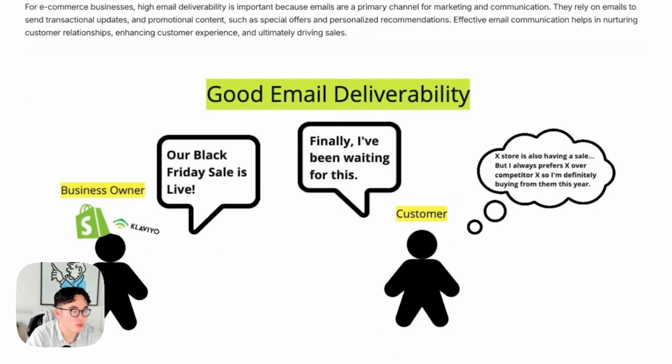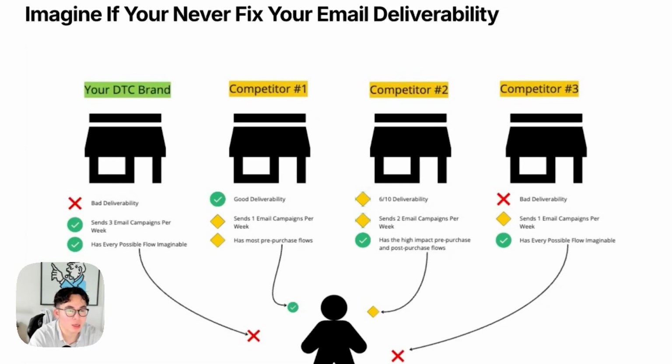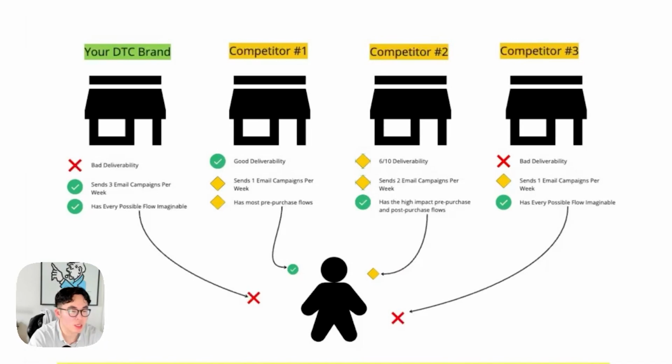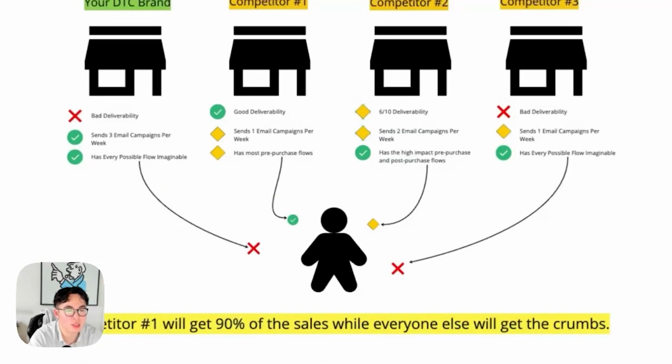When you have good email deliverability, your customers wait for you. Imagine this: customer one here, competitor X store is also having a sale, but I always prefer your store over competitor X, so I'll definitely be buying from them this year because they received the promo from you via your inbox. And imagine if you never fix your email deliverability. Here's your brand, here's competitor 1, competitor 2, competitor 3. All of them are sending emails to one single customer. Competitor 1 will get 90% of the sales, while everyone else gets the crumbs.